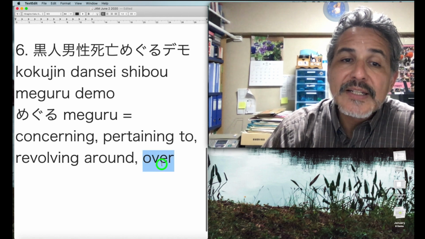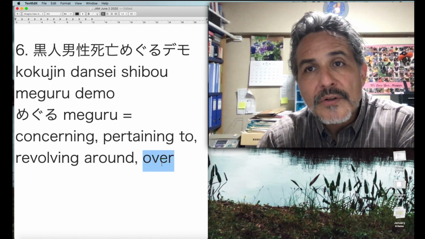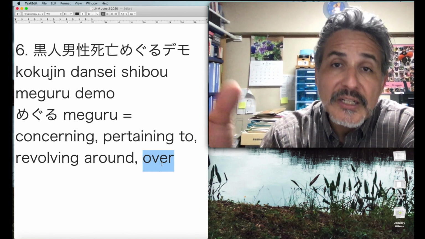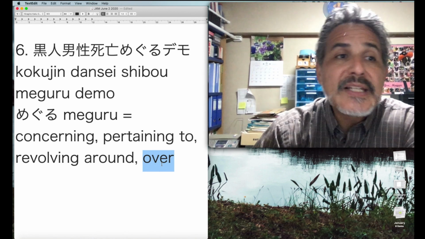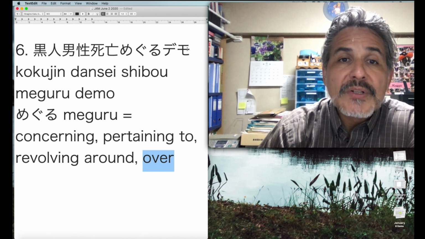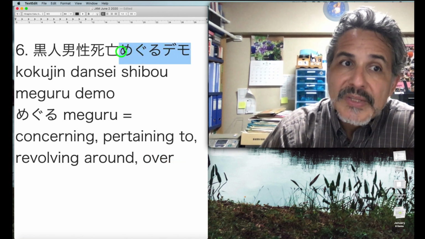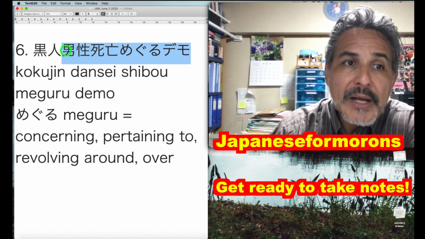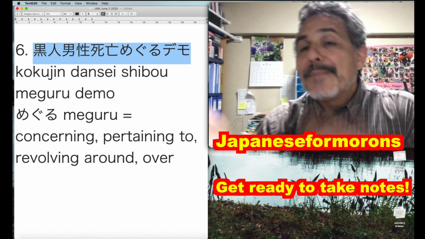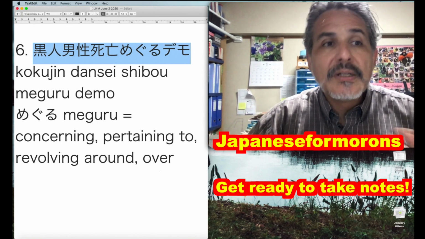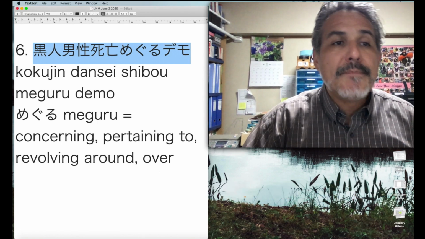The word over, as in two men were fighting over money. So okane meguru, so about money or over money, pertaining to money, concerning money. In this case, we can go backwards. A demonstration: over or about, meguru, the death of a male black person. Kokujin is black person. Dansei is man, so kokujin dansei would be a black male.